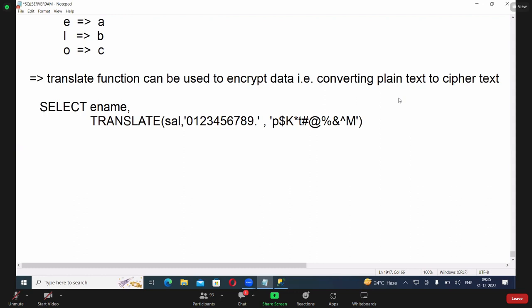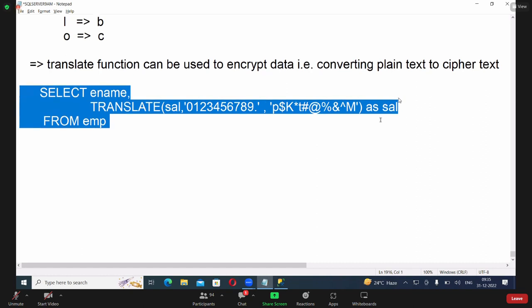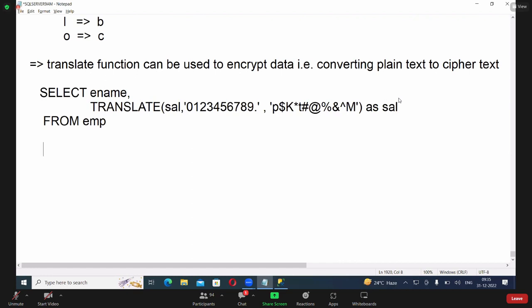So 0 is translated to P, 1 to dollar, 2 to K, 3 to star, 4 to T, 5 to hash, 6 to at the rate, 7 to percentage, 8 to ampersand, 9 to cap, dot to M, as salary from EMP. Now it will not show the actual salaries. Here the salaries are encrypted, converted into a not understandable format.